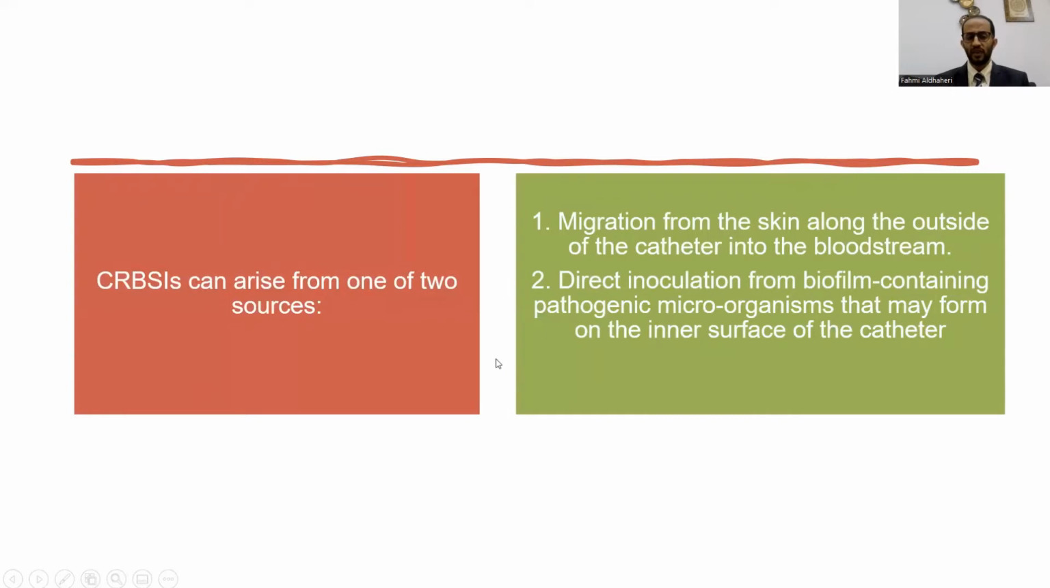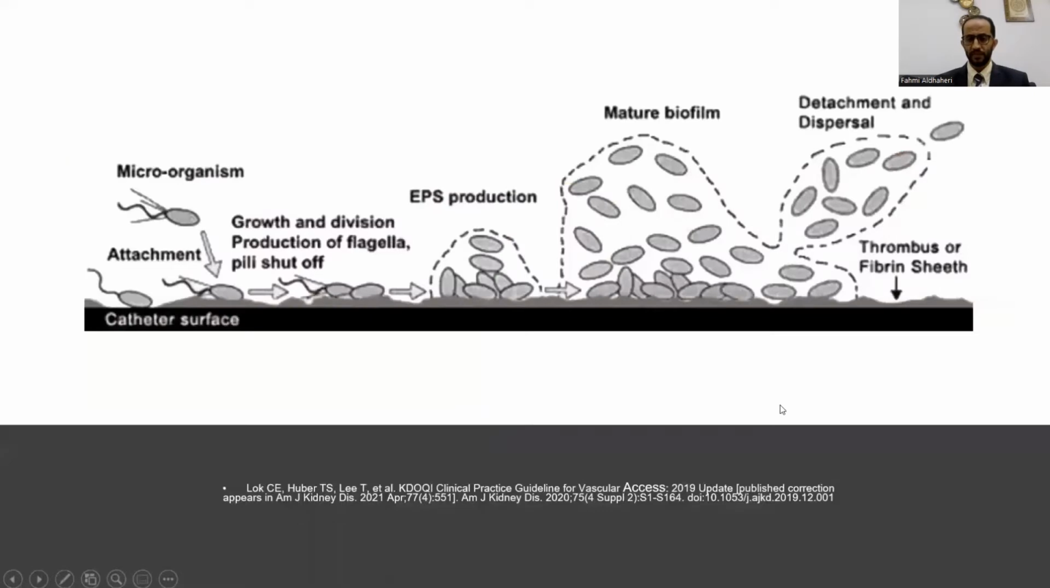So how does CRBSI arise? We have two sources. Either the bacteria migrate from the skin along the catheter into the bloodstream, or the bacteria are directly inoculated from the biofilm, which contains the pathogenic microorganisms. This is how the biofilm forms. The bacteria attach to the catheter surface, grow and divide, then cause what we call here EPS production. Then it forms the biofilm along the catheter, and then the bacteria detach and spread, causing bacteremia.